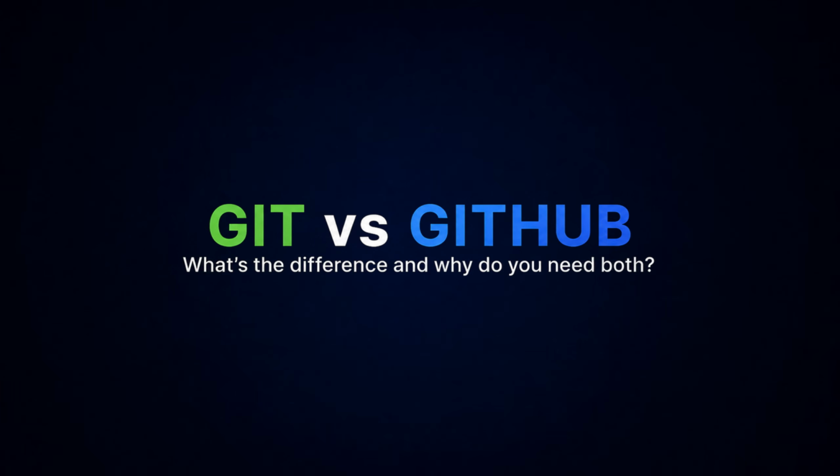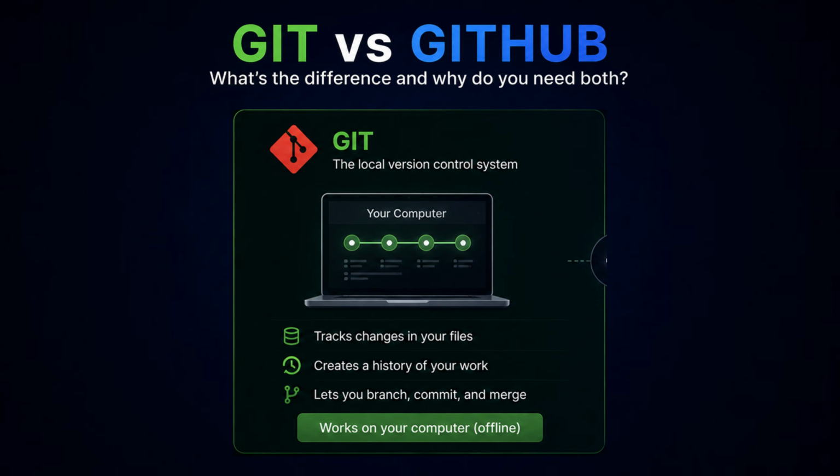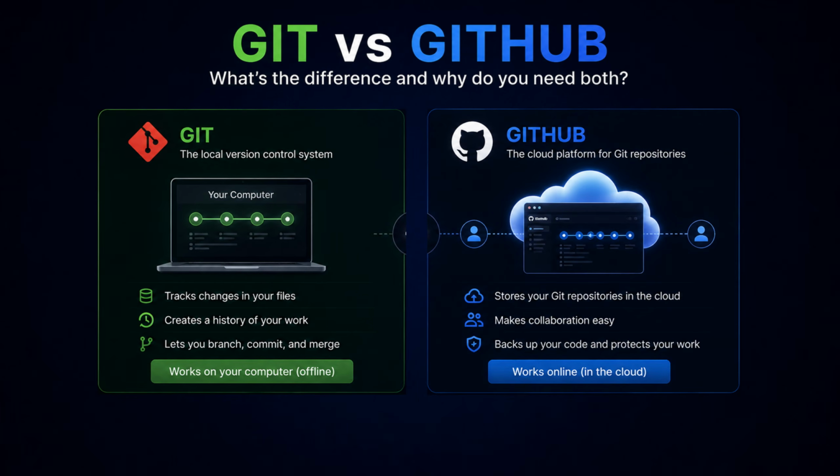Before we open our terminal or click a single button on GitHub, let's clear up the single biggest point of confusion for beginners. What is the difference between Git and GitHub, and why do you need both? Git is a free, local version control system running directly on your computer. Think of Git like a high-powered camera. Every time you make a major change to your code, Git takes a local snapshot and stores it in a hidden vault inside your project folder. It works 100% offline.